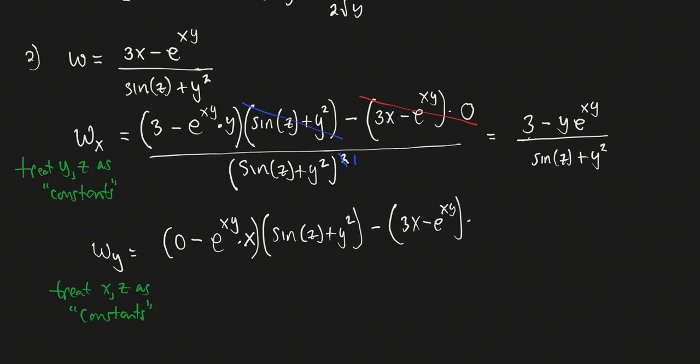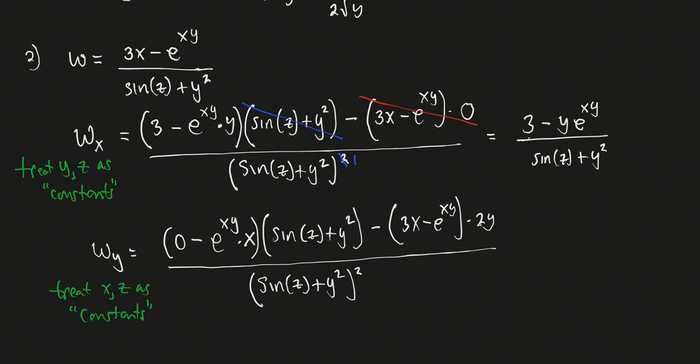Now when I multiply by the derivative of the bottom, because the bottom has a y, we're not going to have the nice simplification that we had before. So it's going to end up being a little bit messy. But this term doesn't have a y, so its partial derivative with respect to y is 0. This term gives me a 2y after differentiation. So I have 2y there, and then we still have the same over the denominator squared. So the sine of z plus y squared squared.